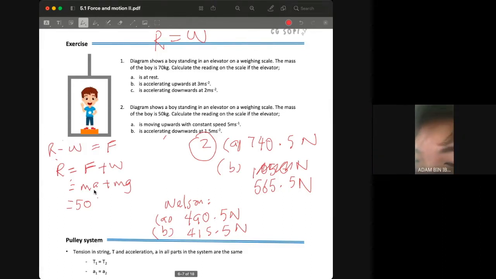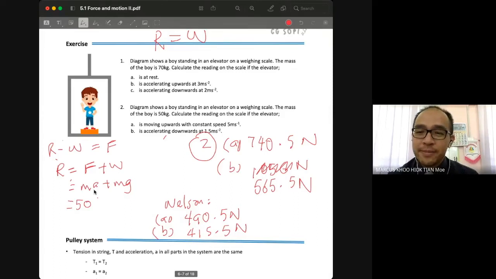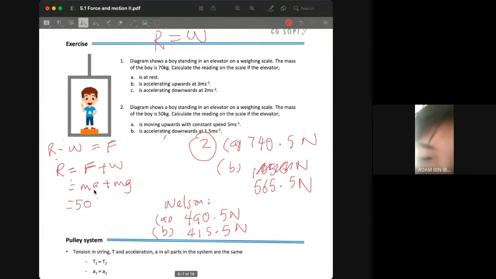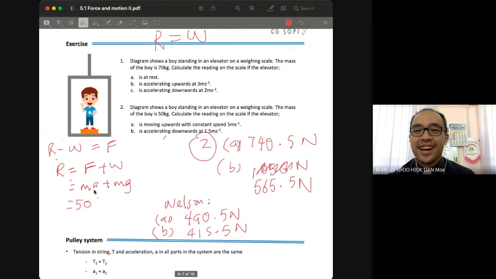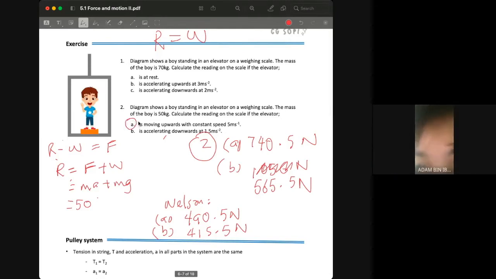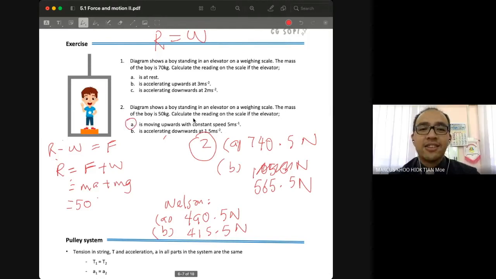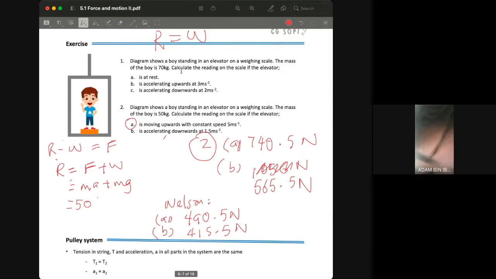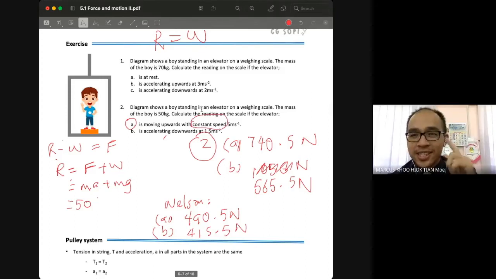Now do you see where you went wrong, Adam? Yeah. Okay, you saw. I wanted to bring you to that point. The acceleration is how much? Can anybody tell me how much is the acceleration for the case in 2A? 0. The acceleration is 0 because it's constant speed.